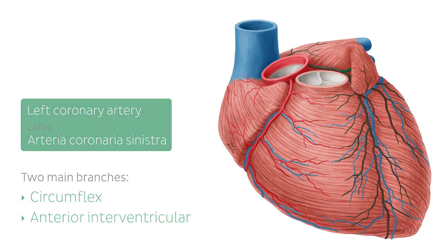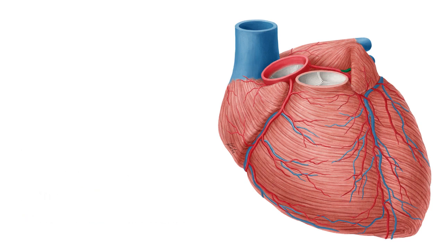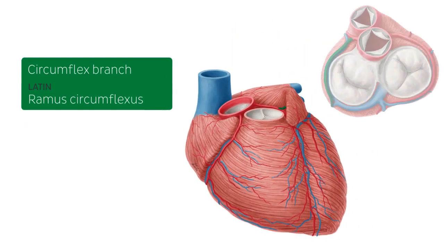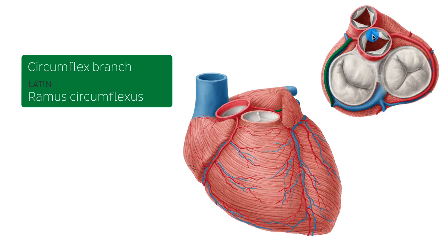Now let's take a closer look at these branches that I just talked about. You now see this one here highlighted in green, which I talked about before. This is the circumflex branch. So the circumflex branch of the left coronary artery runs on the left side of the heart, coursing within the atrioventricular groove. And you can see on this image, where we're now looking at a superior view of the heart, the left coronary artery exiting the aorta and then splitting, or bifurcating, into the two branches that we talked about.